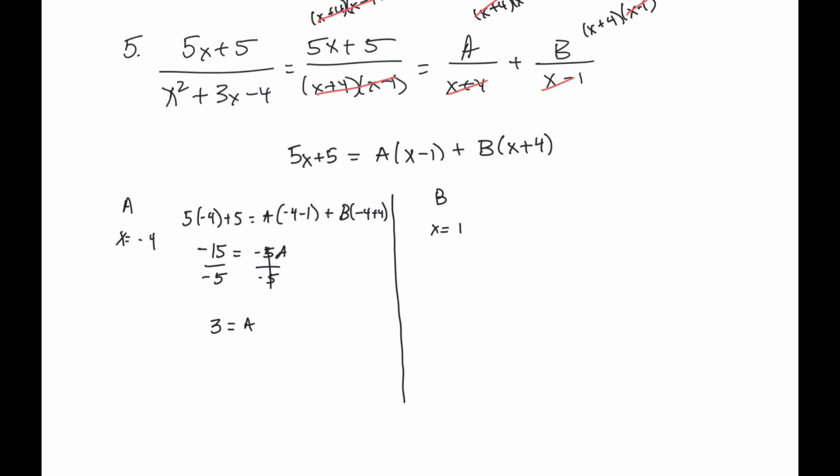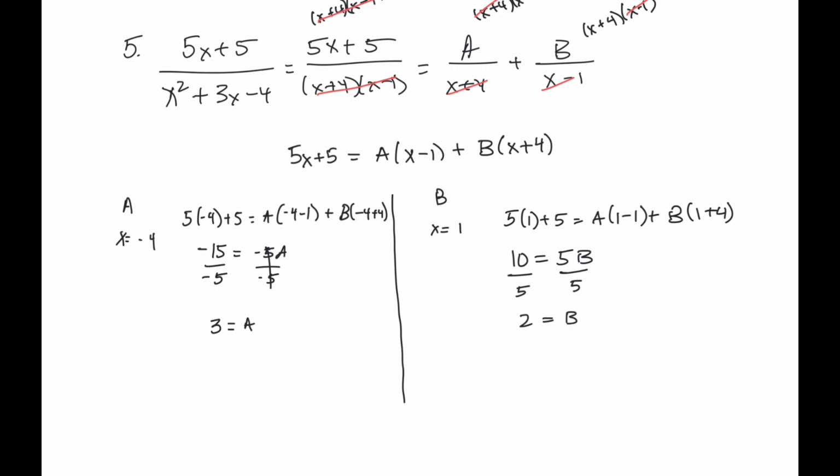On the other side, we're going to solve for b. We plug 1 in for x. So we end up getting 5 times 1 plus 5 equals a times 1 minus 1, which is 0, plus b times 1 plus 4. Here we get 10 equals 5b. We solve for b, and really quickly, we find out b is equal to 2.